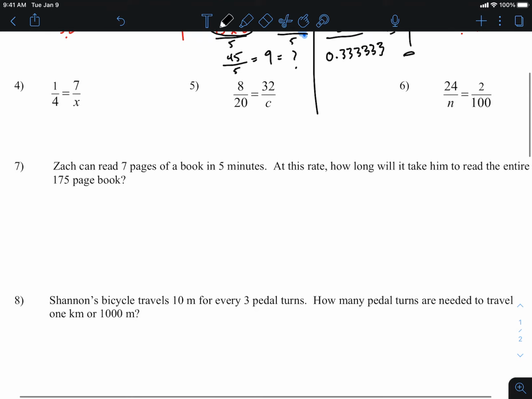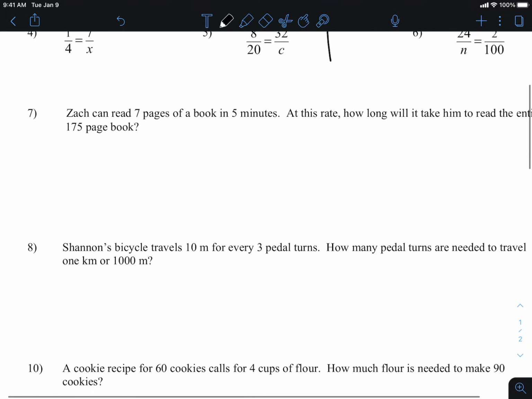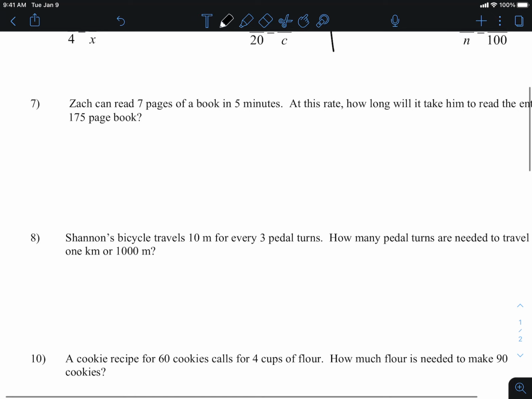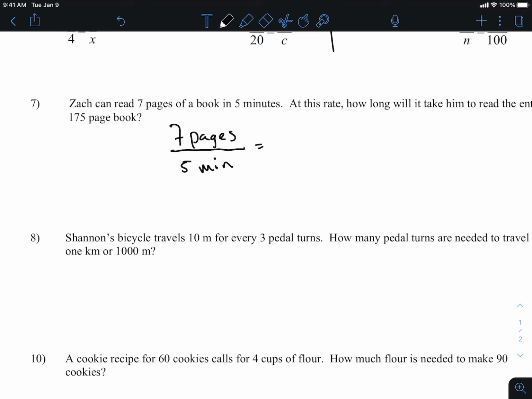Okay, let's try the first word problem. So, Zach can read 7 pages of a book in 5 minutes, okay? The important part of this is that we set this up in a way that makes sense. And really, it doesn't matter too much, but all we're going to set up is a ratio. 7 pages. I always write my units. Always. 5 minutes. Okay? 7 pages in 5 minutes.